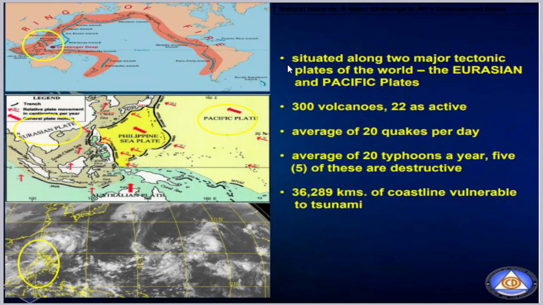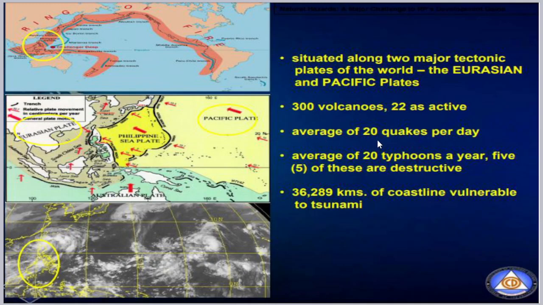Now, the Philippines is actually situated along the two major tectonic plates of the world, namely the Eurasian and Pacific plate. So, as you can see here, this is the Eurasian plate and this is the Pacific plate. Now, the Philippines is found or located between them. Okay? And we are also part of the Ring of Fire. Now, when we say Ring of Fire, that means that the countries or the lands that are within the Ring of Fire contain volcanoes. So in our country, we actually have a total of 300 volcanoes and 22 of them are active.